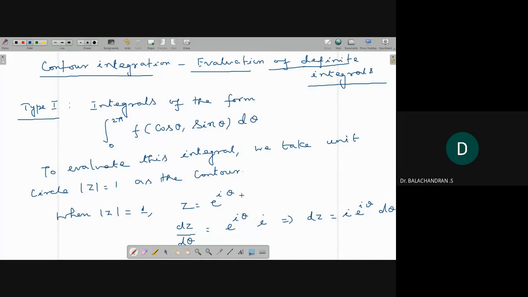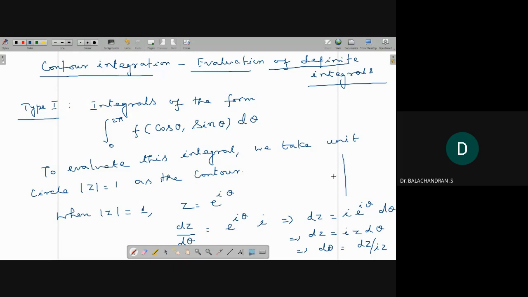So now I need d theta. From this, what is dz? dz equal to i into e power i theta, which is z, into d theta. So this implies d theta is dz by i z.